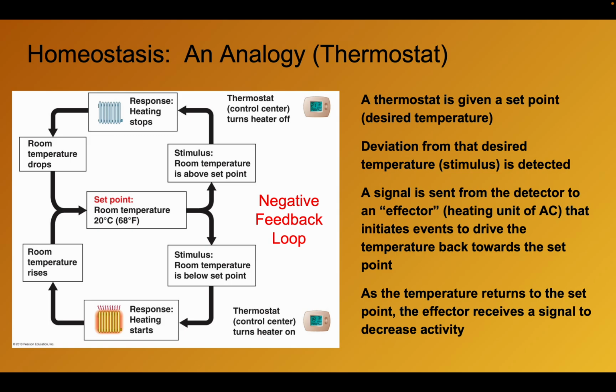It turns the heat off, right? It might also turn the air conditioning on. So there is a change that causes a response. That response brings the temperature, in this case, back down to the set point. And those changes can take place whether the temperature increases or decreases. So we call this a negative feedback loop.